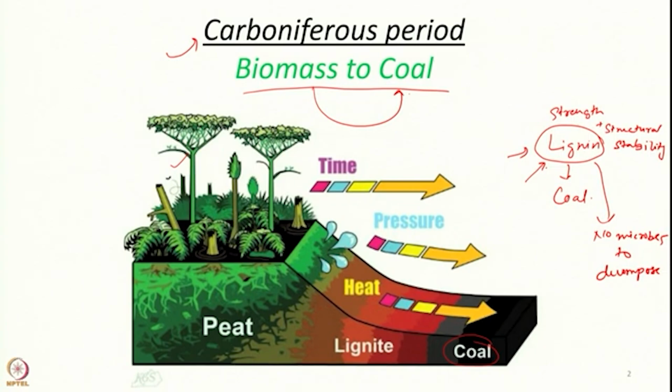So it went on again for millions of years, because the evolution process is slow. It took again millions of years until a fungus evolved which could attack lignin, digest it, and decompose it.